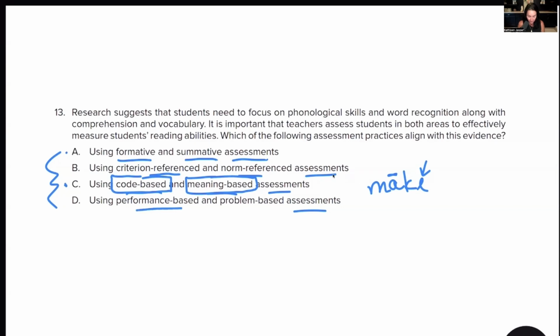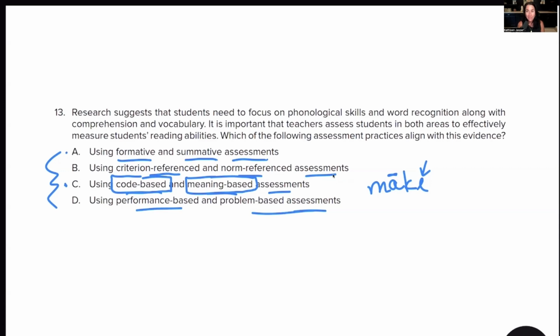D, use performance-based assessments and problem-based assessments. Performance-based and problem-based assessments are kind of the same thing. Students are having to perform or solve something. I don't love D as much as I love A and C, especially if I'm talking about the science of teaching reading. If I'm talking about teaching reading, I'm definitely using formative and summative, and I'm definitely using code-based and meaning-based.